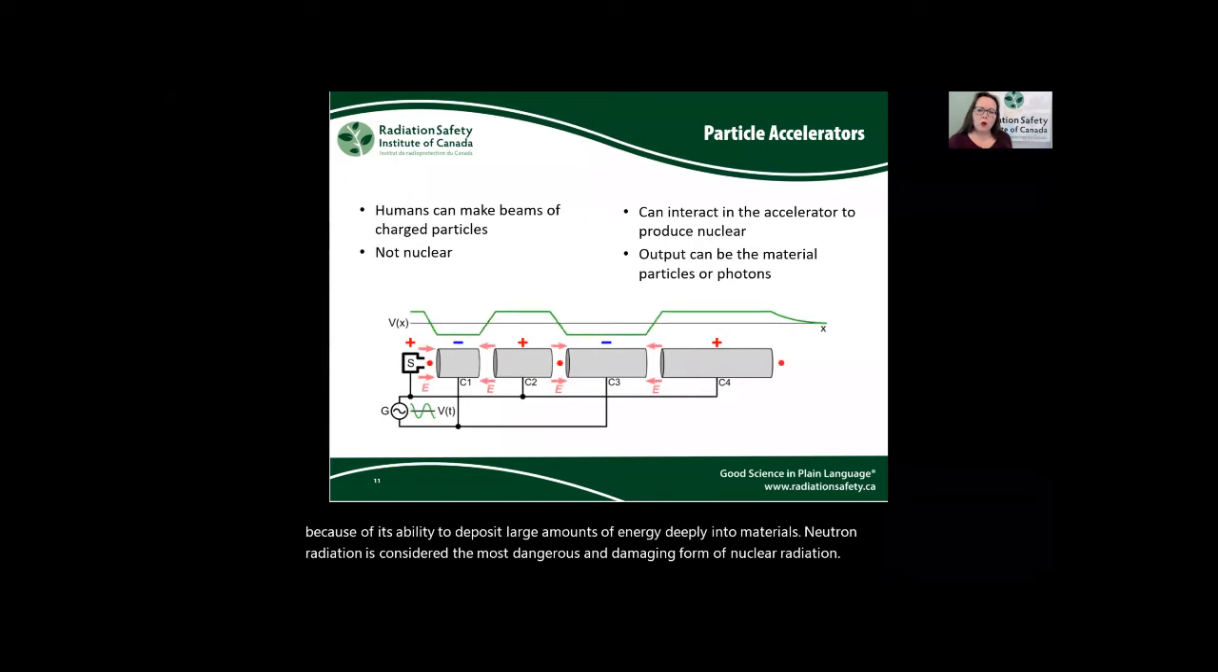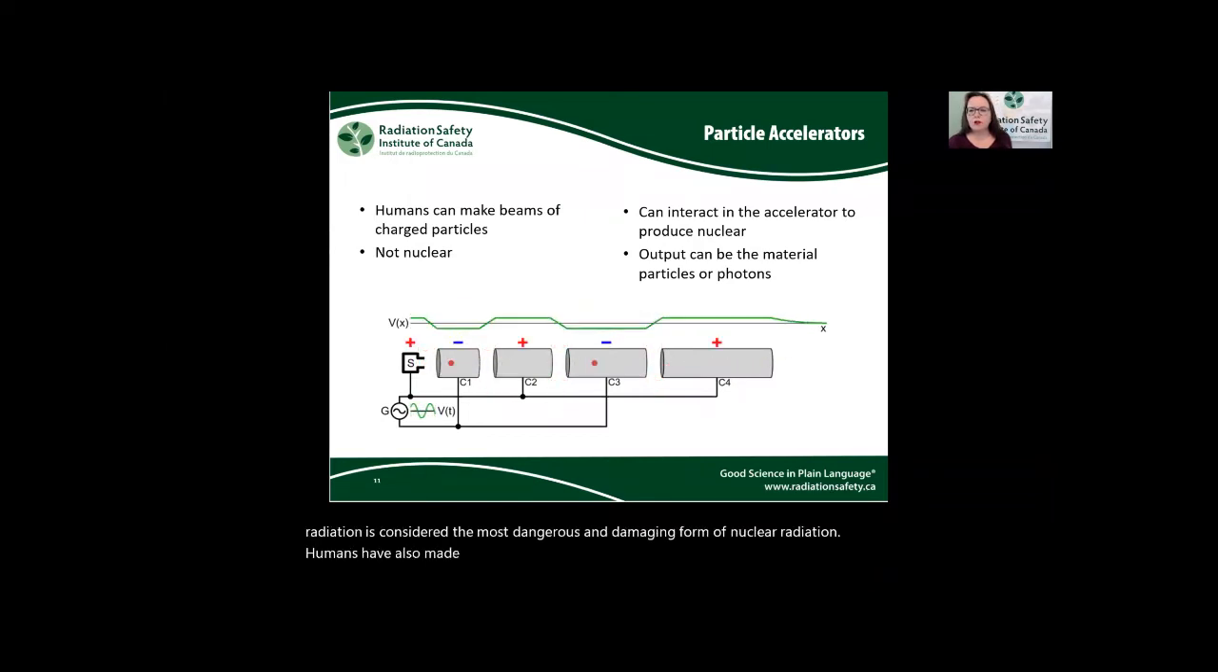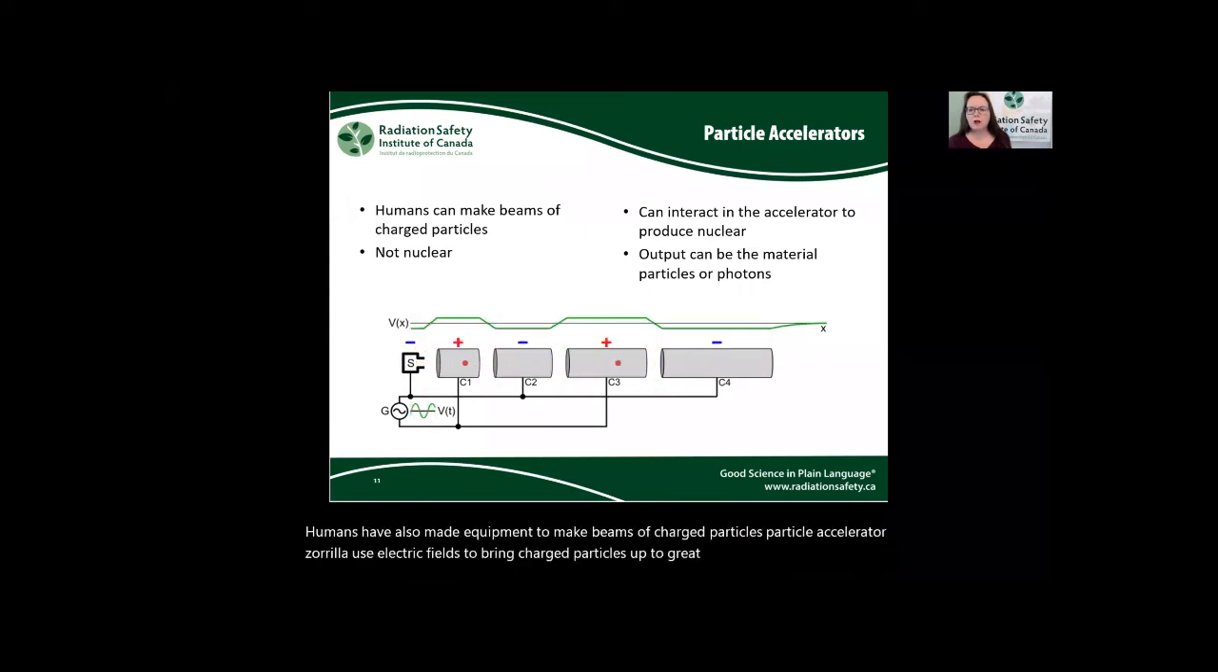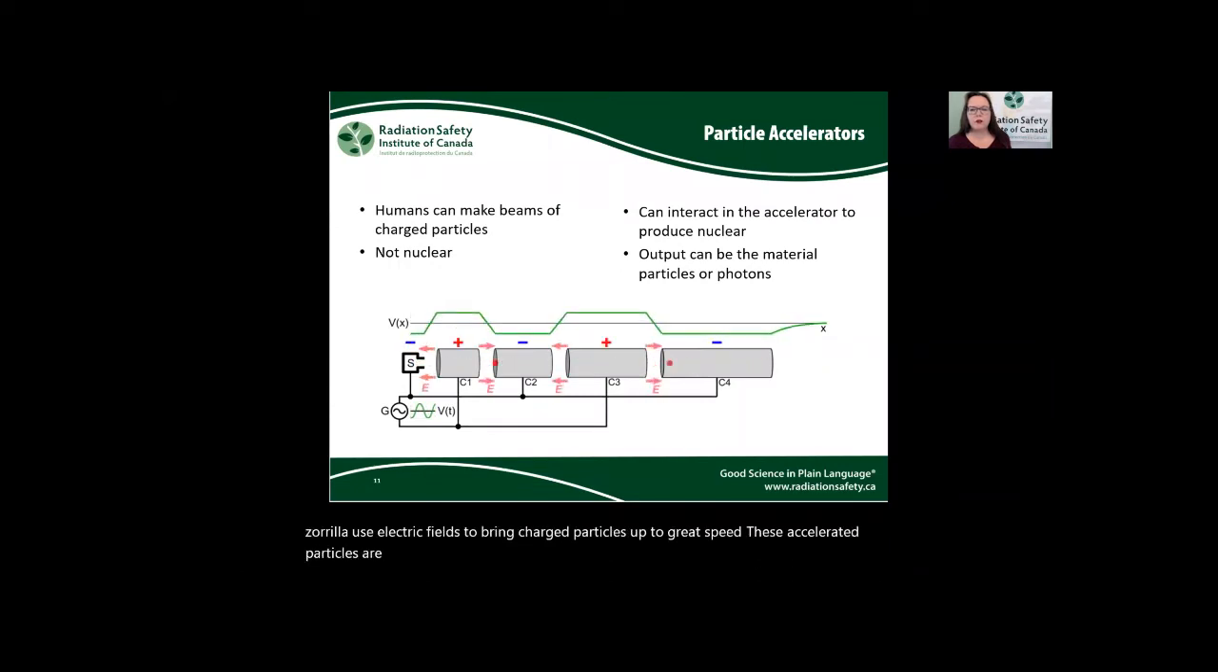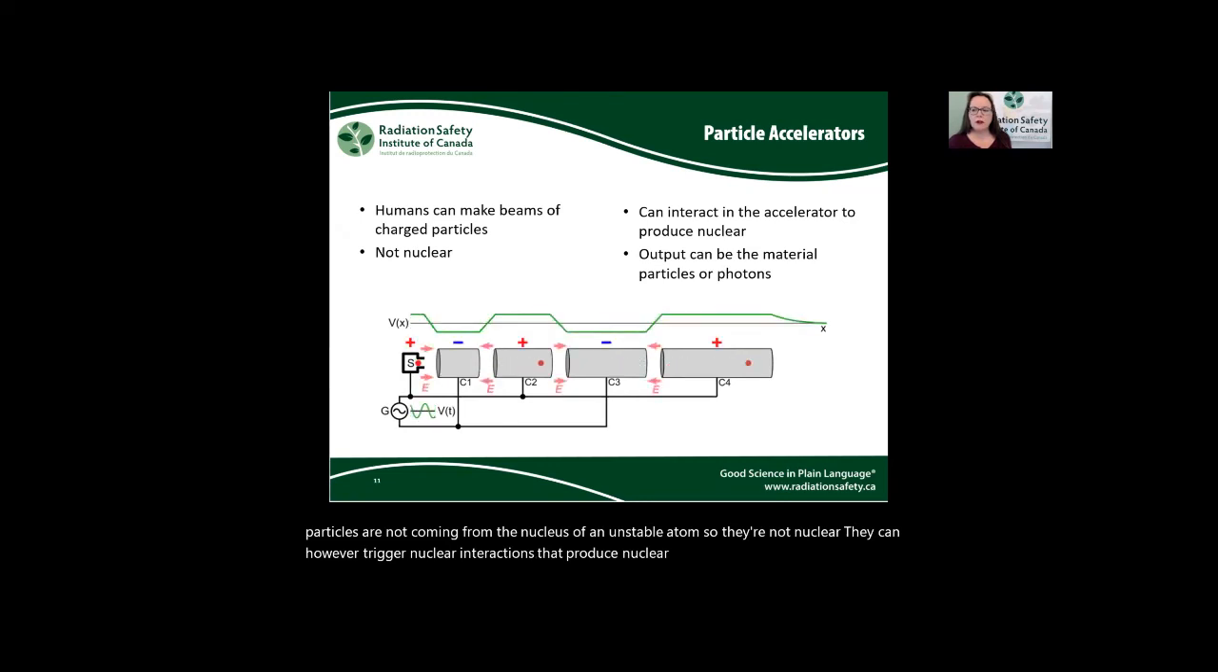Humans have also made equipment to make beams of charged particles. Particle accelerators use electric fields to bring charged particles up to great speed. These accelerated particles are not coming from the nucleus of an unstable atom, so they are not nuclear. They can, however, trigger nuclear interactions that produce nuclear radiation. Depending upon the design, the output can be a beam of charged particles, or the charged particles can be used to create beams of electromagnetic radiation.